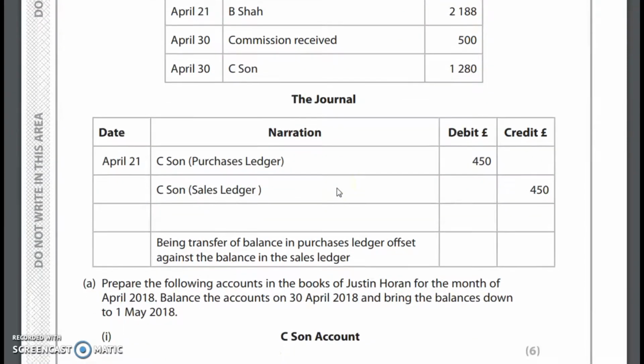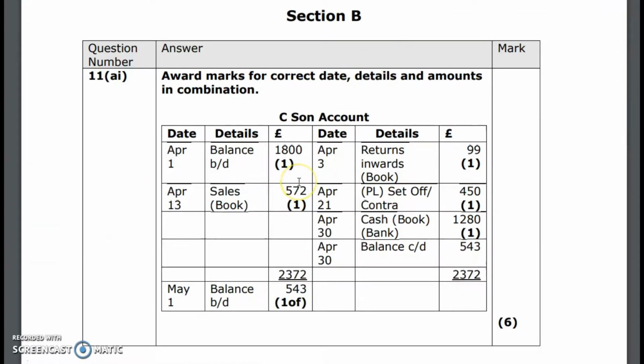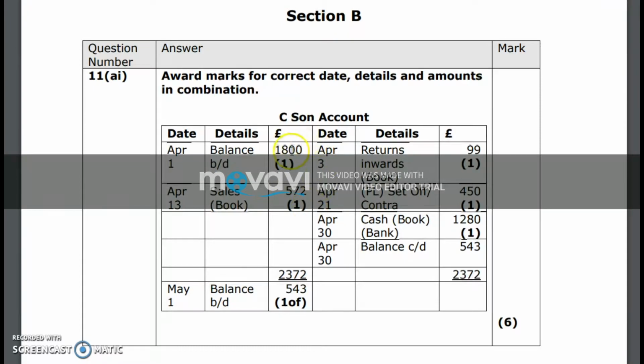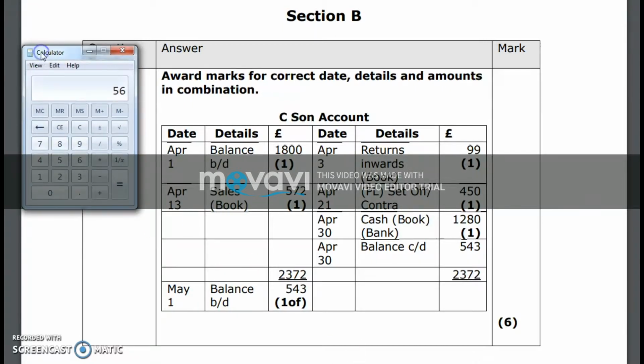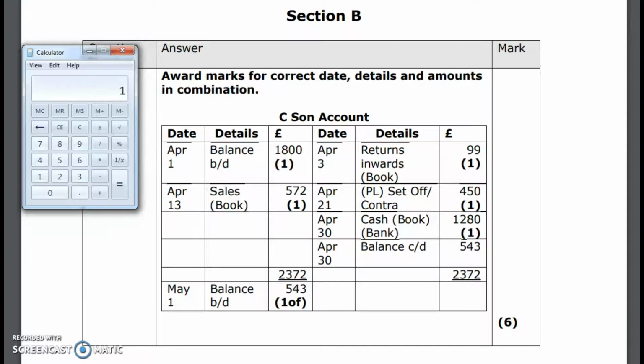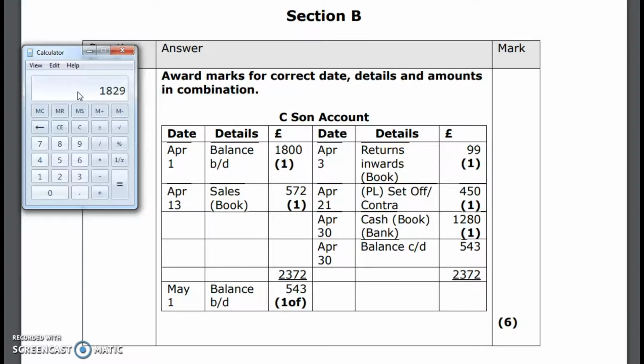After recording all of that, the question asks us to balance the account and bring the balances down. So when you balance it, what you got to do is take the total of the debit side and the total of the credit side. So the debit side total, if you take, you have 1,800 plus 572. That gives us 2,372. In the credit side, we have 99, 450, 1,280, which gives us 1,829.